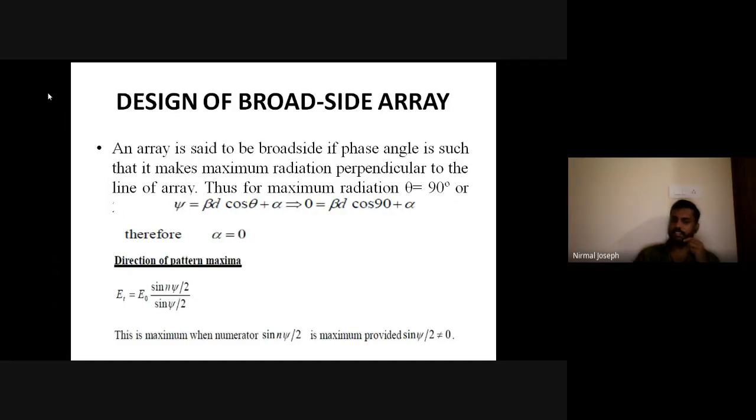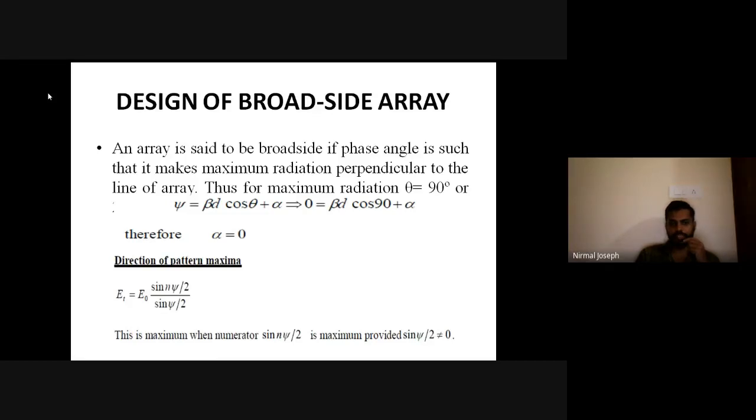So psi. What is psi? We have derived it in all three derivations. Psi is the total phase shift, given as beta d cos theta plus alpha. Now we are just substituting. We already have theta as 90 degrees, so beta d cos theta means beta d cos 90, that is 0. So initially we are taking psi as 0.